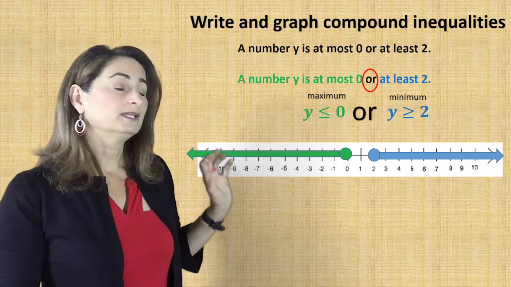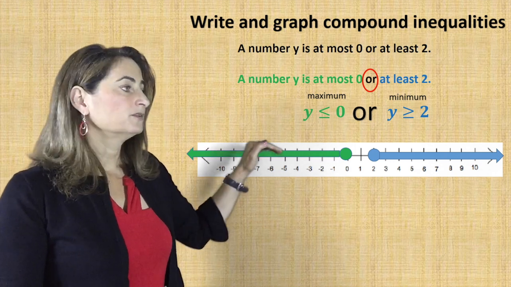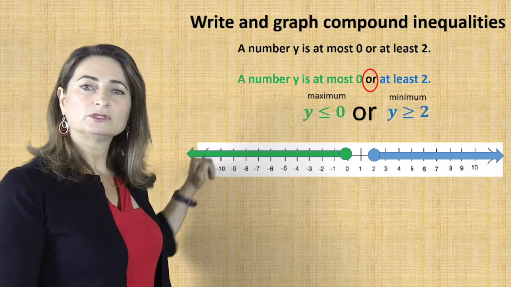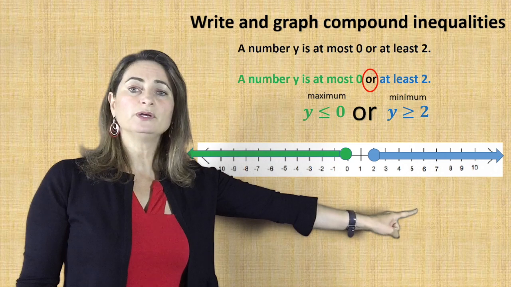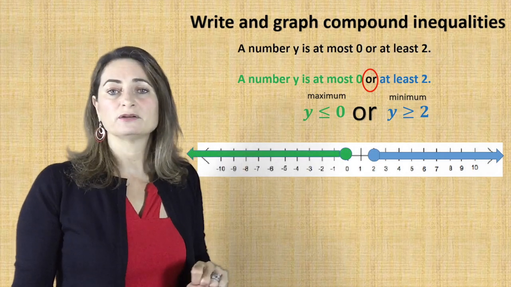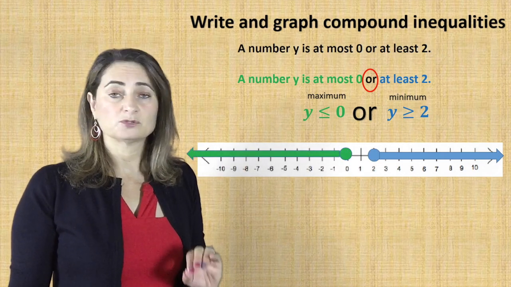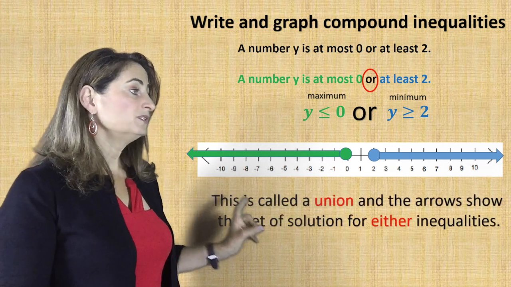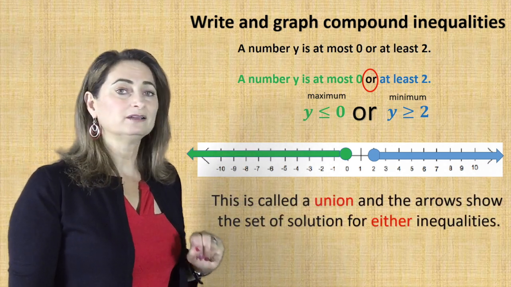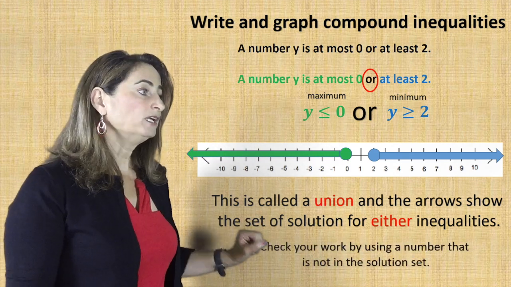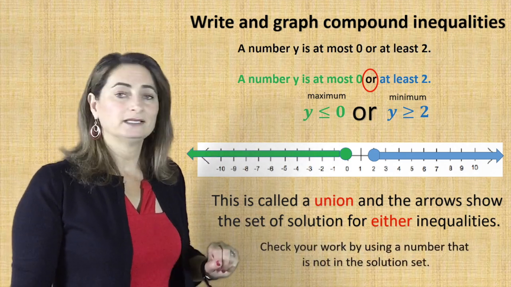Notice how they did not intersect. The solution of the green arrow would only solve this inequality, and the solutions of the blue arrow will solve the second part of the inequality only. That's why it's either. So this is called a union, and the arrow shows this set of solutions for either inequality. Check your work by using a number that is not in the solution set.